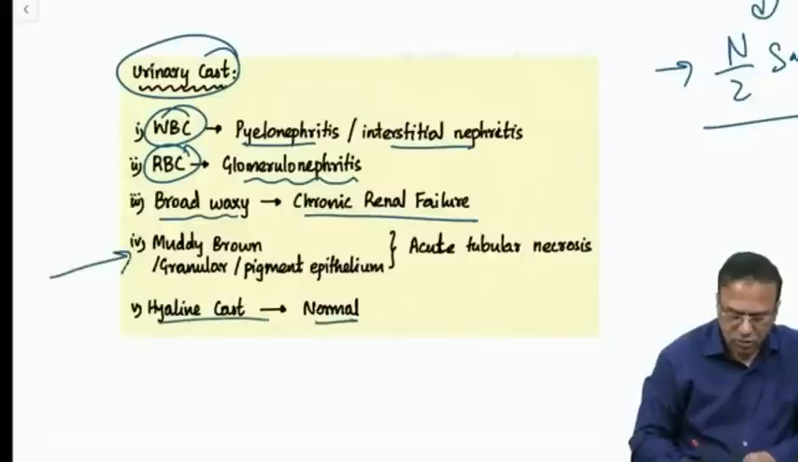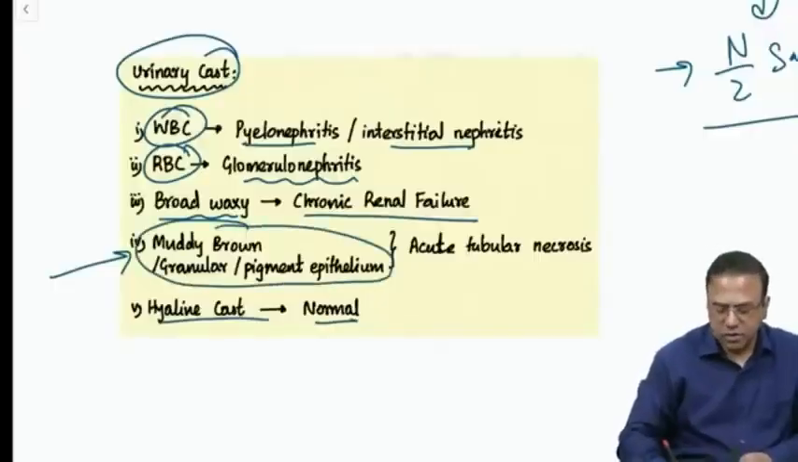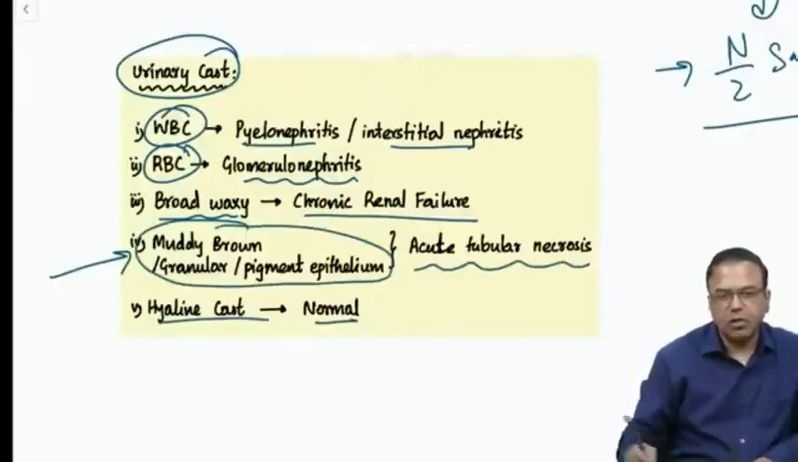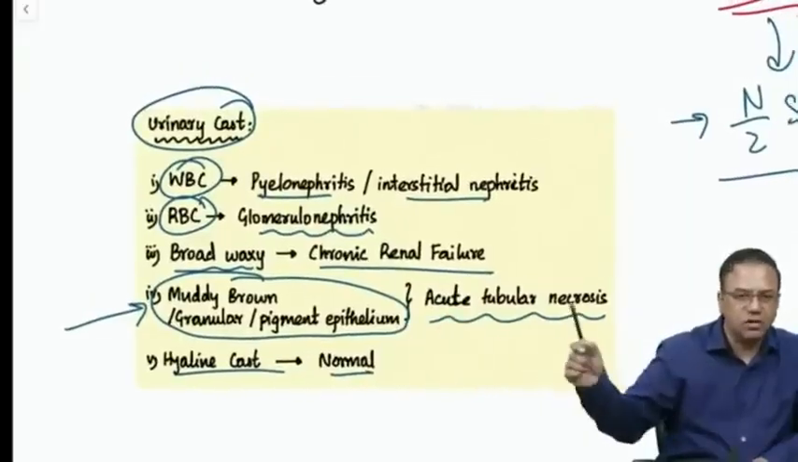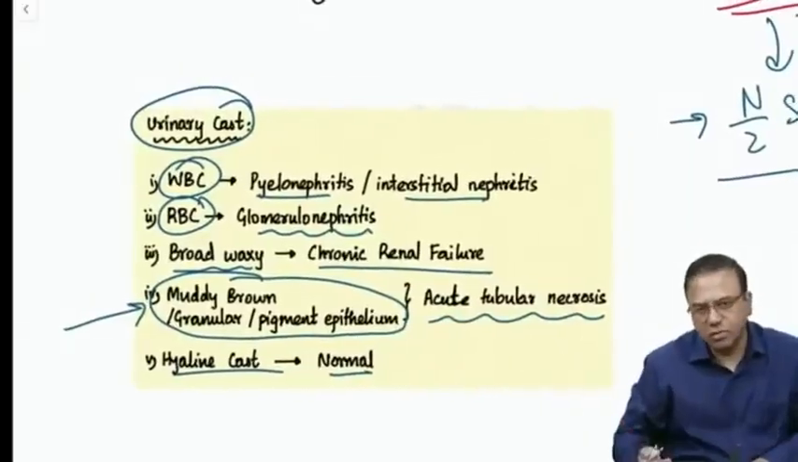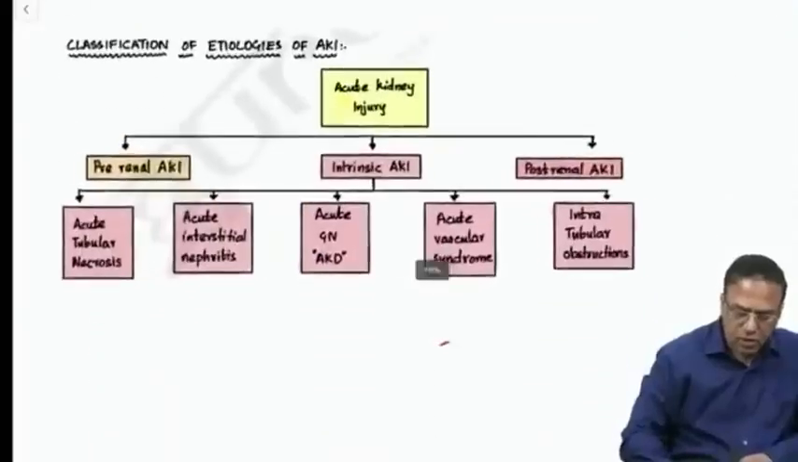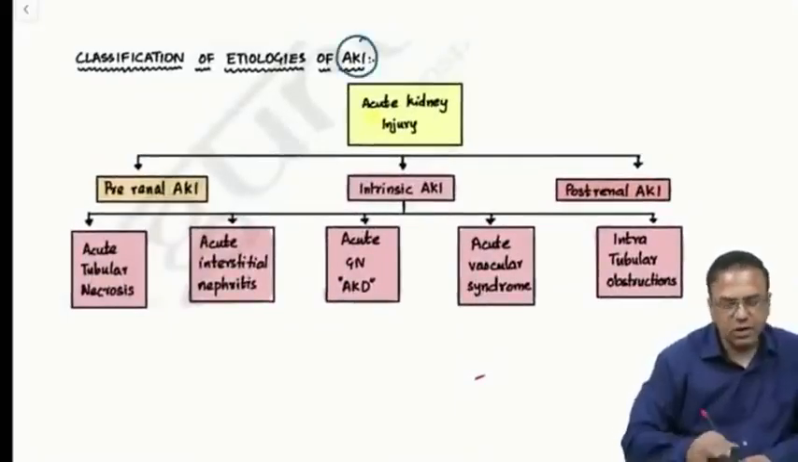Of all, the most important cast for us is the muddy brown cast or tubuloepithelial cast, which is seen in acute tubular necrosis. Okay, this is the most important one. Muddy brown or granular or pigment epithelium cast we call it. This is a classical feature of acute tubular necrosis. Whenever you see a patient with acute kidney injury, kidney shutdown.